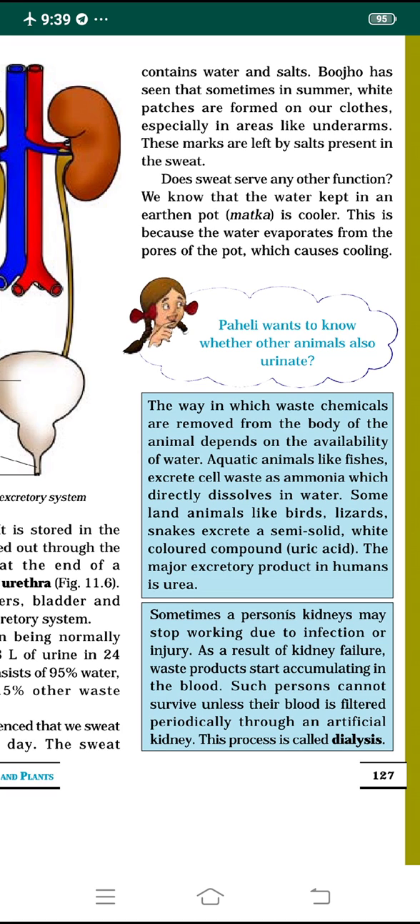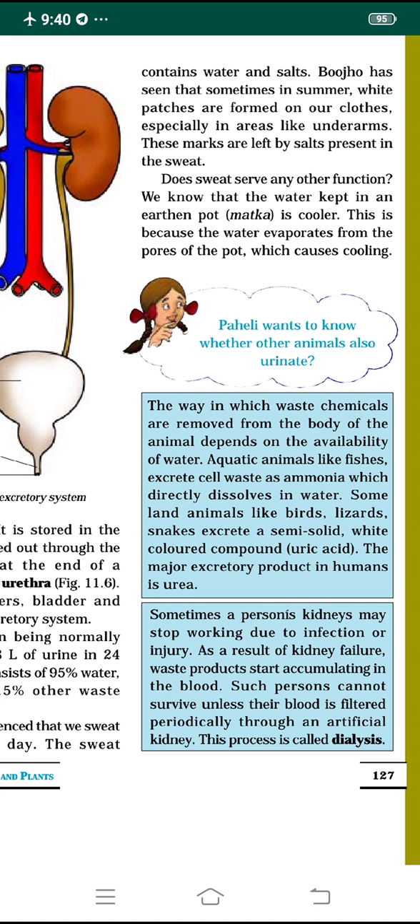When filtration is stopped, the waste products start accumulating in the blood. When the waste products accumulate in the blood, it becomes a big problem for health. Such persons cannot survive, with their blood completely accumulated with waste products, unless their blood is filtered.